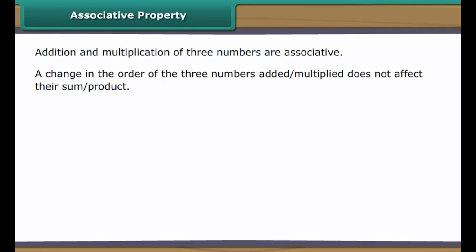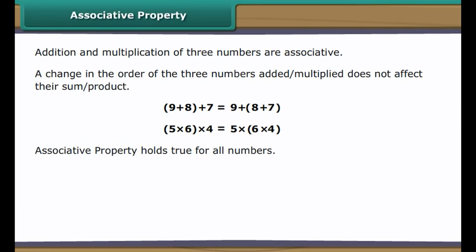or product. (9 plus 8) plus 7 is the same as 9 plus (8 plus 7). (5 into 6) into 4 is the same as 5 into (6 into 4). Associative property holds true for all numbers.